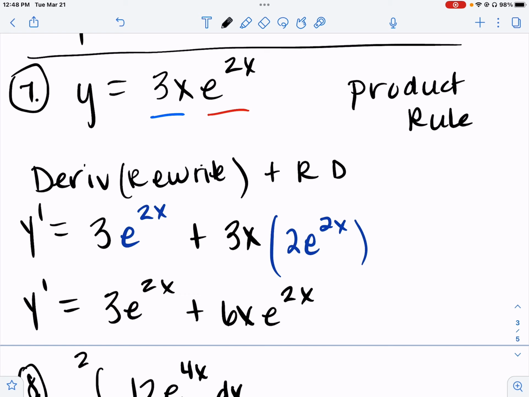Okay, number 7 is a product rule though, because 3x has x, it's not just a number. Okay, so we've got 2 things, 3x, e to the 2x. So we take the derivative of 3x, which is 3. We rewrite e to the 2x plus, now we rewrite 3x, and we take the derivative of the second. The derivative of e to the 2x is 2e to the 2x. You multiply by that derivative of 2x out front. Okay, so then just multiply that second piece. 3x times 2 gives us the 6x.